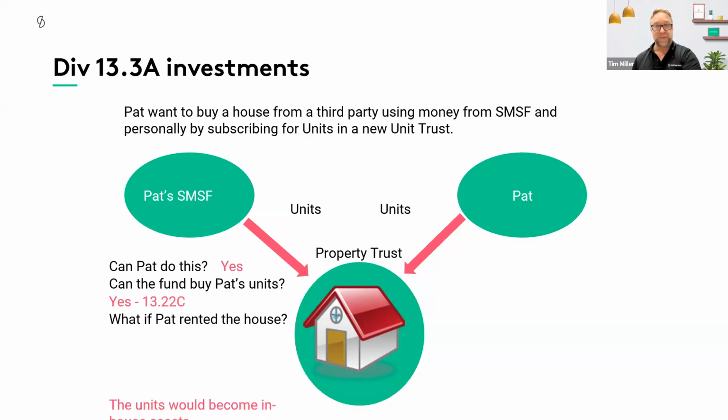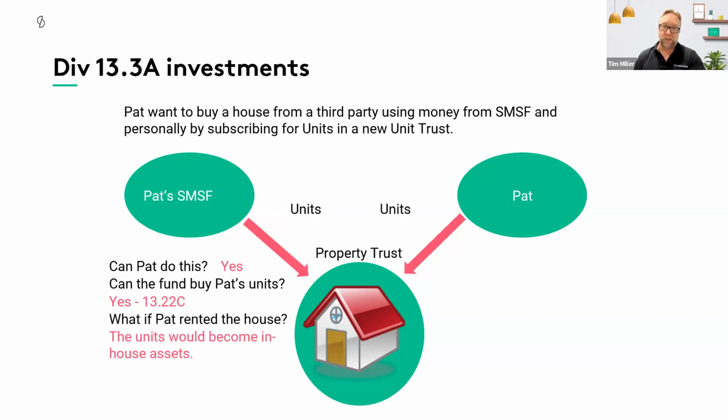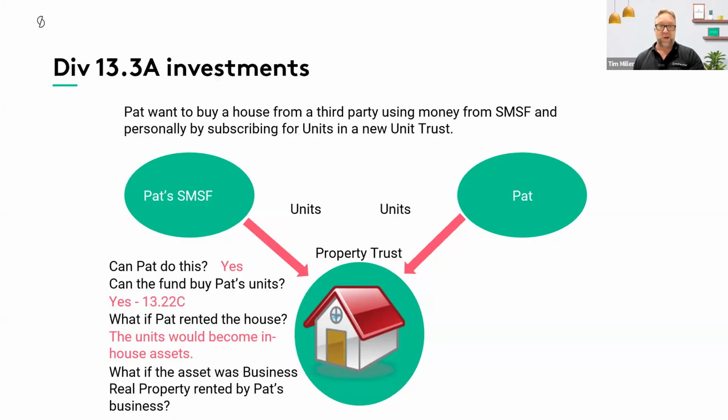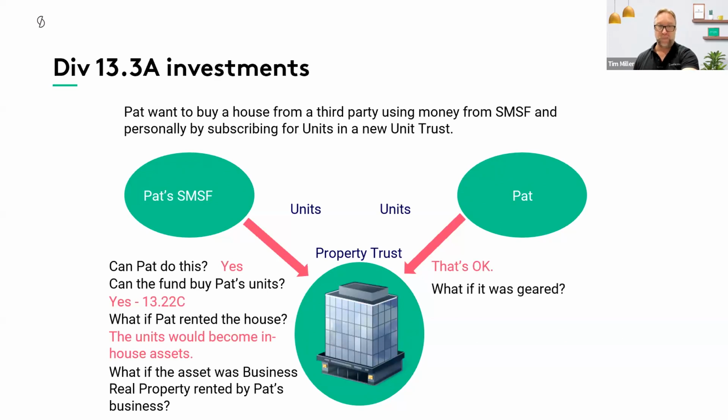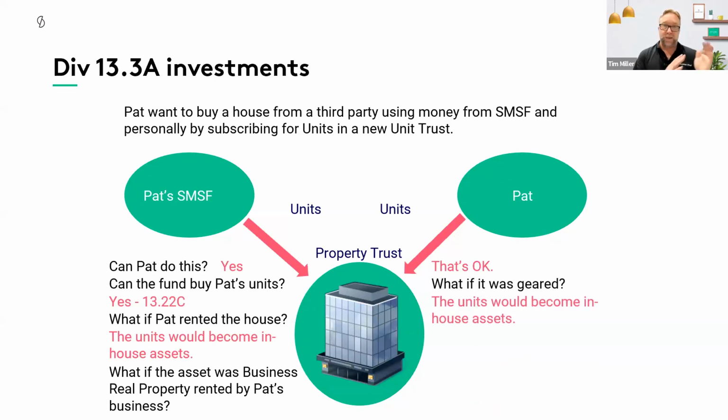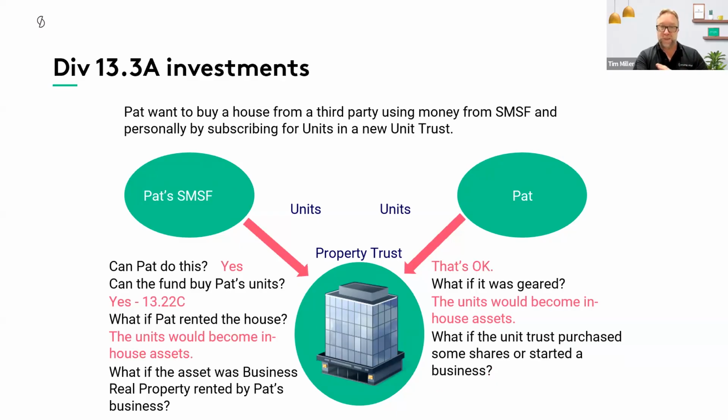What if Pat rented the house? Well, then Pat's done the wrong thing. It would become an in-house asset. Not only would it become an in-house asset, you would have to unwind the trust because you breached 1322D. But what if the asset was business real property rented by Pat's business? Then that's fine. There's no problems there. What if it was geared? Then that's an issue. It would be an in-house asset and problematic. What if the unit trust purchased some shares or started a business?